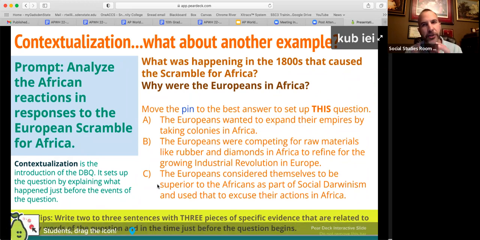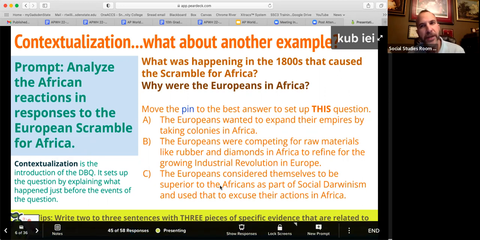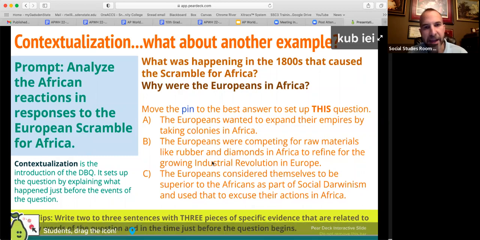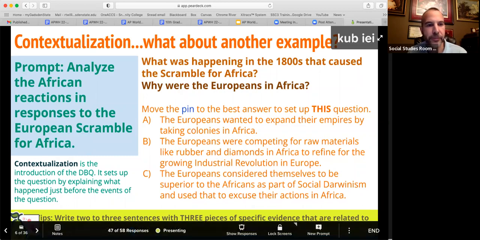So again, with contextualization, you're thinking causes, you're thinking causation, you're thinking how we're going to get the ball rolling towards the ultimate response that we're going to focus the framework of our essay on. So C is more about something you may discuss later in your response. So B is going to be your best one there. B is very good at establishing something that is specific and a cause for imperialism. So good job, all of you that selected B there.